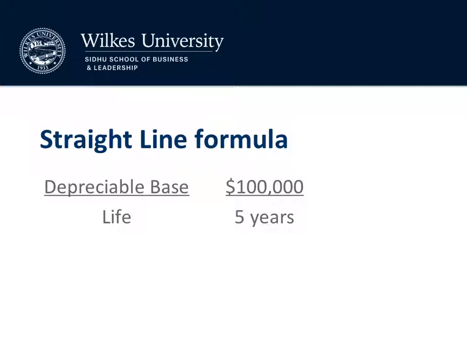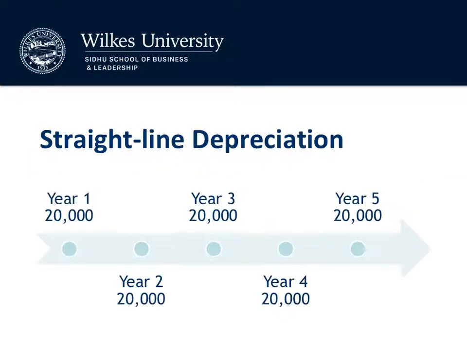For our purposes, it's the $100,000 depreciable base over a 5-year life, and that leaves us with $20,000 per year. So we are going to depreciate the school bus at $20,000 per year when we use the straight line formula. Just like the straight line on the graph, each year's depreciation is going to be the same at $20,000. This is just visually another way to look at it.